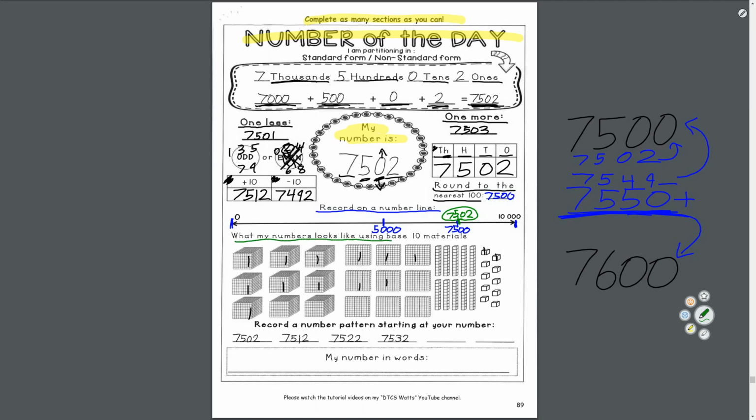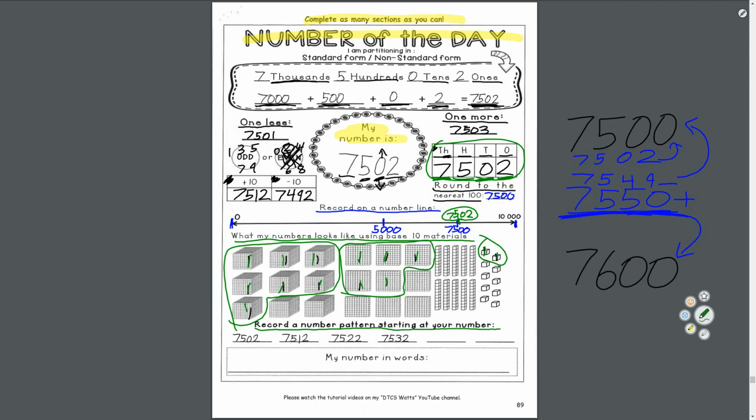What my numbers look like using base 10 blocks. Let's use our place value chart. So we need 7 thousands blocks. And 1, 2, 3, 4, 5, 6, 7. Put a circle around it. That's 7,000. We need 500 blocks. 1, 2, 3, 4, 5. Put a bubble around it. That's 500. We need 0 tens, so we don't touch the tens. We need 2 ones. 1, 2. Put a bubble around it. That's 2.